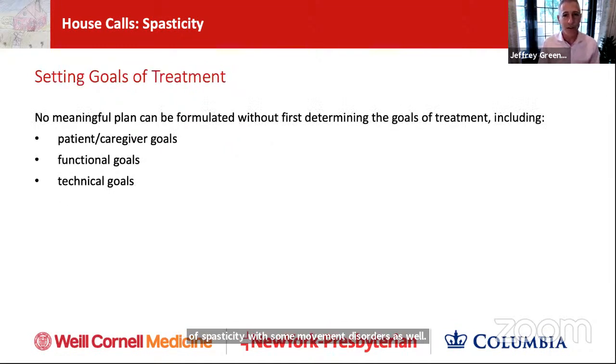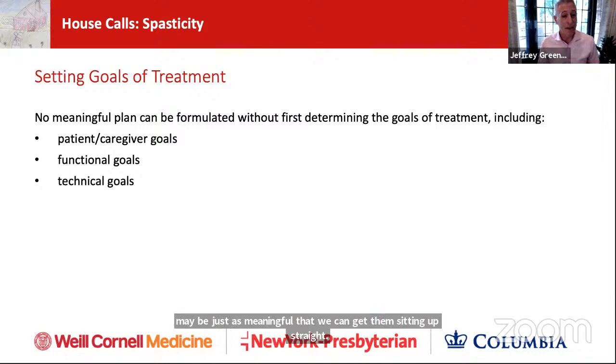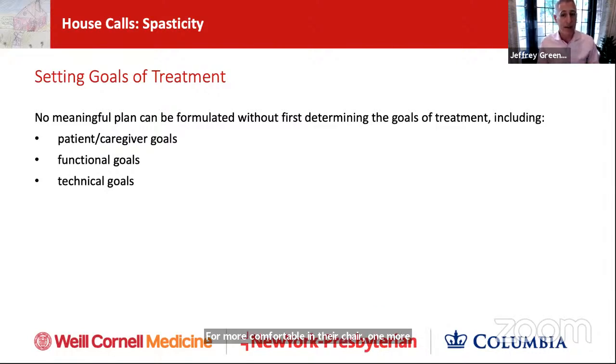So setting the goals of the treatment, this is probably the most important slide. And this is the first thing that Dara and I talk about when we see patients together: what are we trying to accomplish? Not every child is going to be able to get out of that wheelchair and walk like in the movies, but it may be just as meaningful that we can get them sitting up straight, or more comfortable in their chair, or more comfortable sleeping, or their parents might be better able to bathe them and dress them.